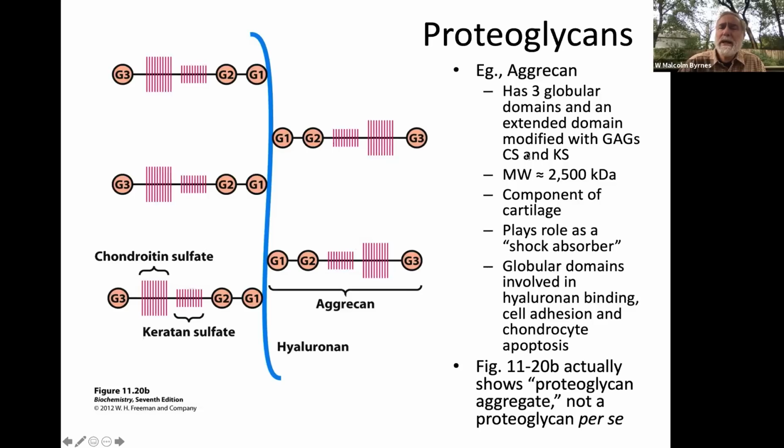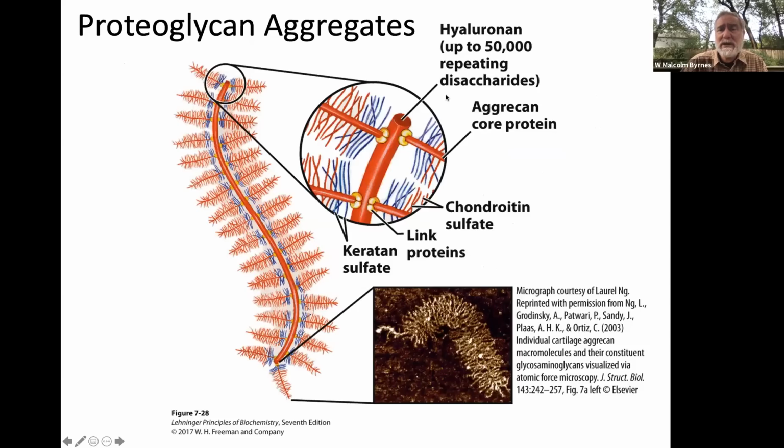Aggrecan has a molecular weight of around 2,500 kilodaltons, very large. It's a component of cartilage. It plays a role as a shock absorber. And these globular domains are involved in G1 binding to hyaluronate, and also cell adhesion and chondrocyte apoptosis. I suppose the others are involved in that. Okay, but this is an example of a proteoglycan aggregate, and here's another depiction of it.